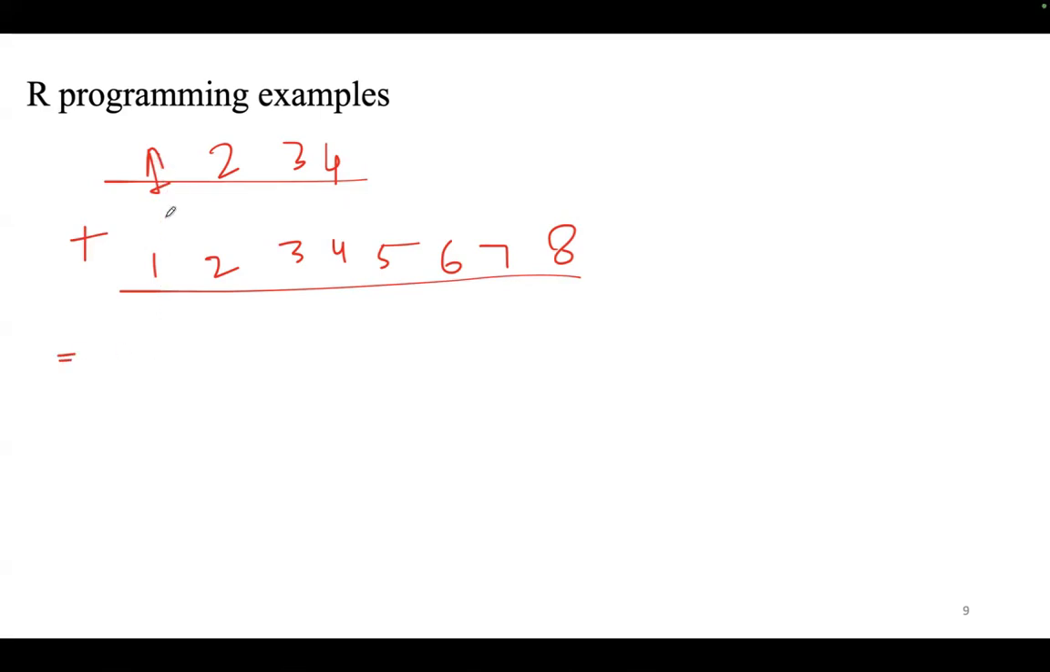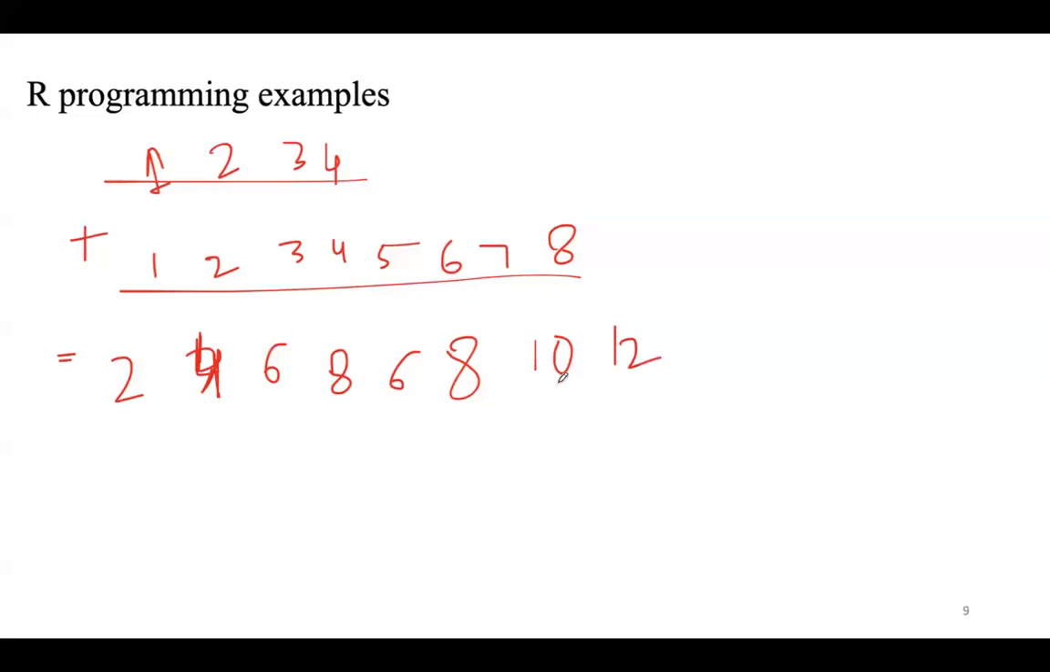Now if I need to add these two, 1 gets added to 1, so that gives me 2. 2 and 2 give me 4. 3 and 3 give me 6. 4 and 4 give me 8. Now these numbers still remain, so the shorter vector is going to be repeated. So I get 5 and 1, that gives me 6. 6 and 2 gives 8. 7 and 3 gives 10. And 8 and 4 gives me 12.